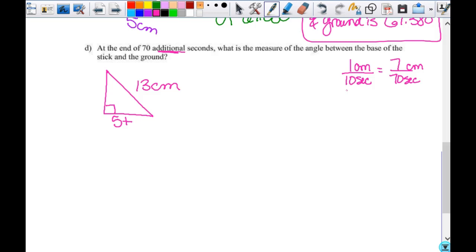The numbers aren't always that pretty, and sometimes you really do need to cross multiply, but at least it's set up then, and bam, you can figure out what you need, right? Set up, please. All the way up. All right, so that's my 7 centimeters.